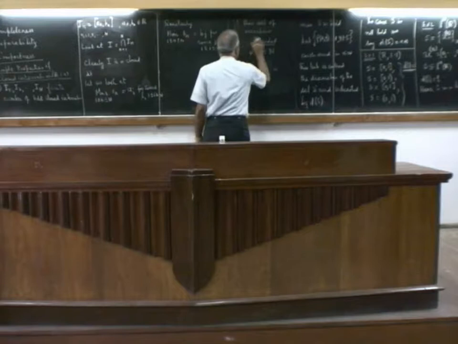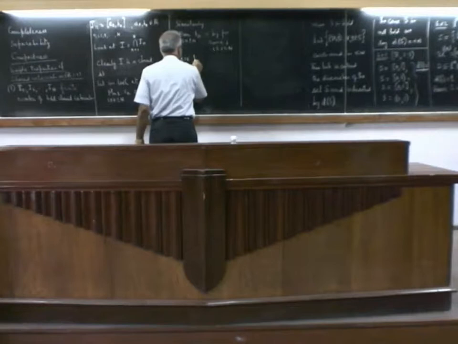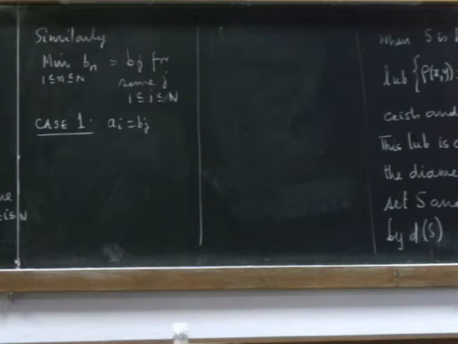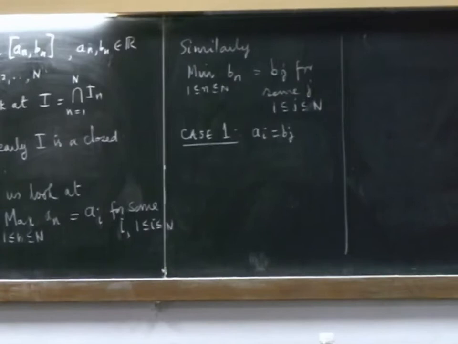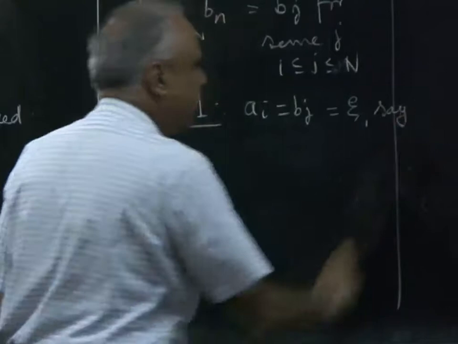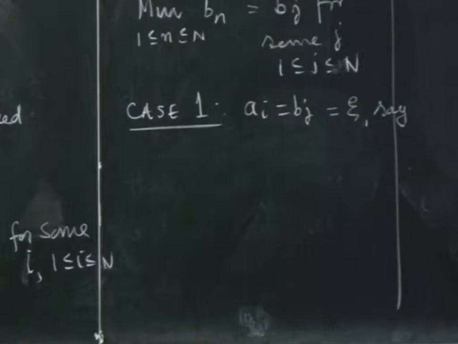So case 1 is Ai equal to Bj. The maximum of the left hand points is equal to the minimum of the right hand points. Intuitively, we feel that common point must be the intersection. Let us look at that. The maximum of the left hand points and the minimum of the right hand points are both equal, and that equal value I am going to call xi.